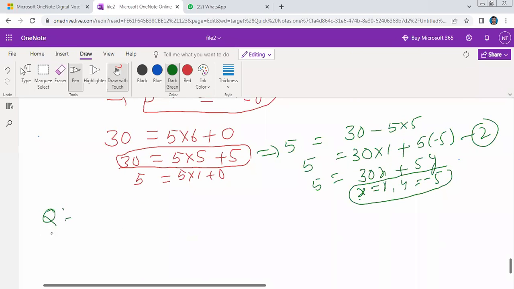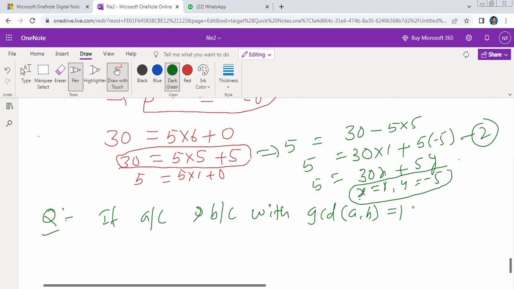Next question is, if A divides C and B divides C with GCD of A comma B is 1, then does the product AB divide C? Is AB dividing C or not? A divides C, B divides C with GCD must be what? It must be 1. GCD is 1, then A into B also divides C. It is one of the important properties. You can take any number. I can also prove it. Suppose, see.